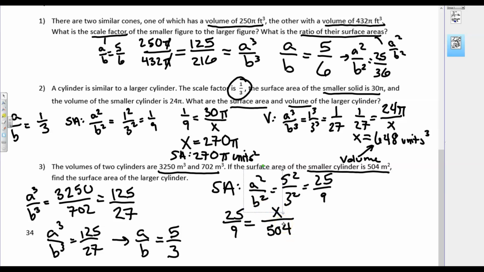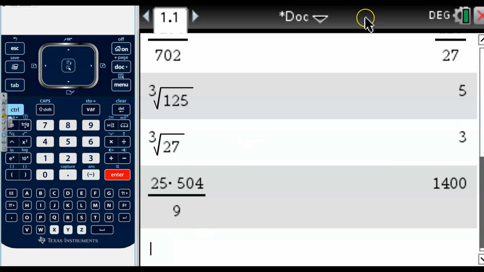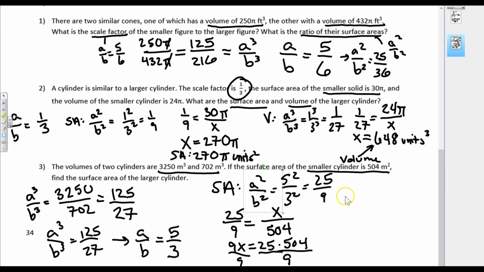I cross multiply. I get 9x equals 25 times 504. I'm going to divide both sides by 9, and I'm going to do that in my calculator. 25 times 504 divided by 9, and we get 1,400. So that x is 1,400. That means the surface area of the larger cylinder is 1,400 meters squared.